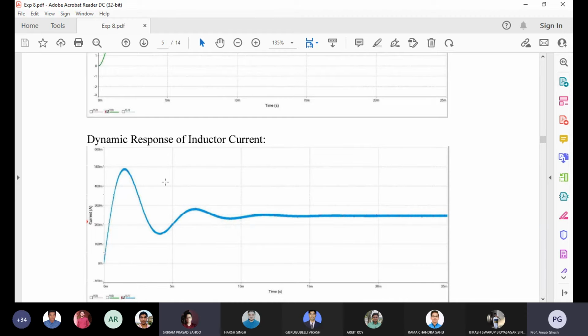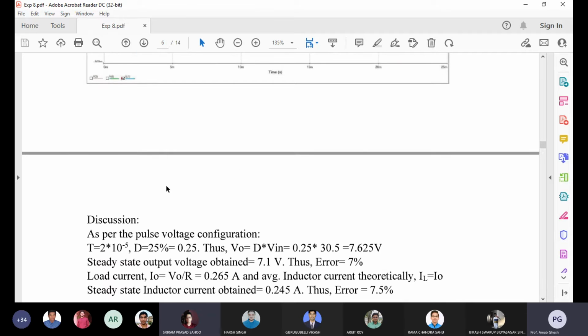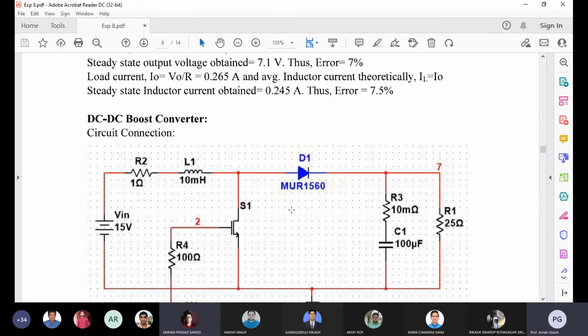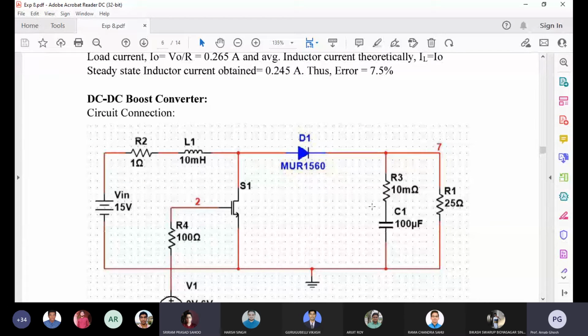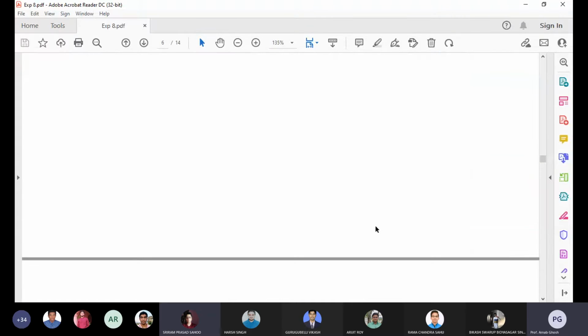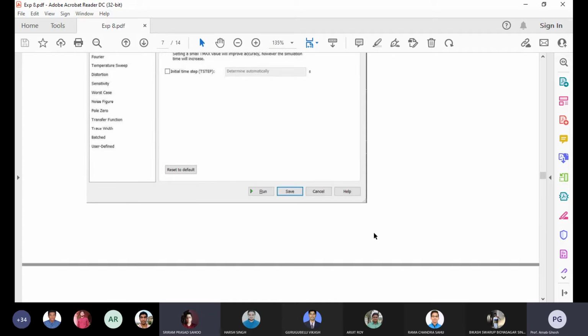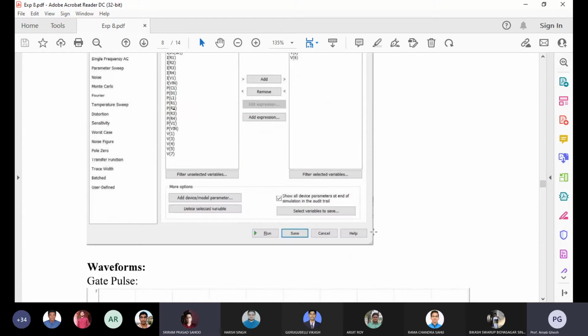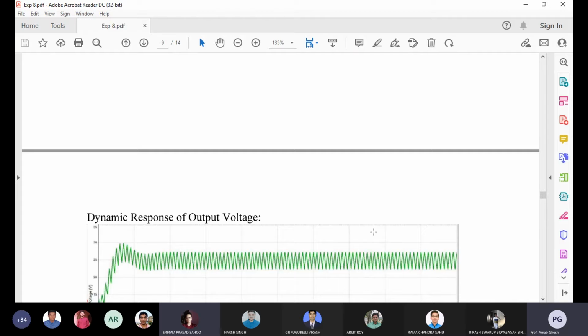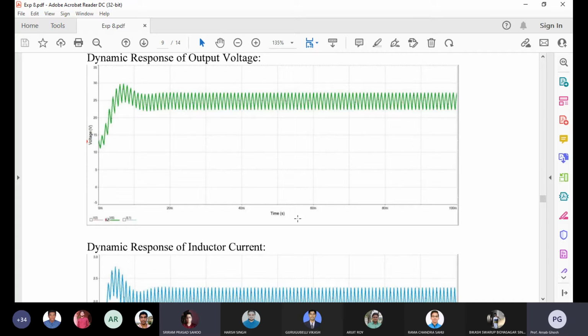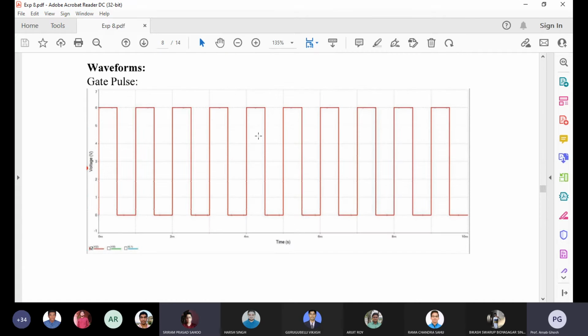First we are starting with the buck converter. Then we will do some small calculations to see how much values you are getting, some basic calculations for designing the converter. Then we'll do the boost converter, and take the dynamic performance, meaning steady state as well as transient. Both waveforms will be captured. First is your voltage waveform, second is your current waveform, and the gate pulse you can also take. This is your gate pulse.